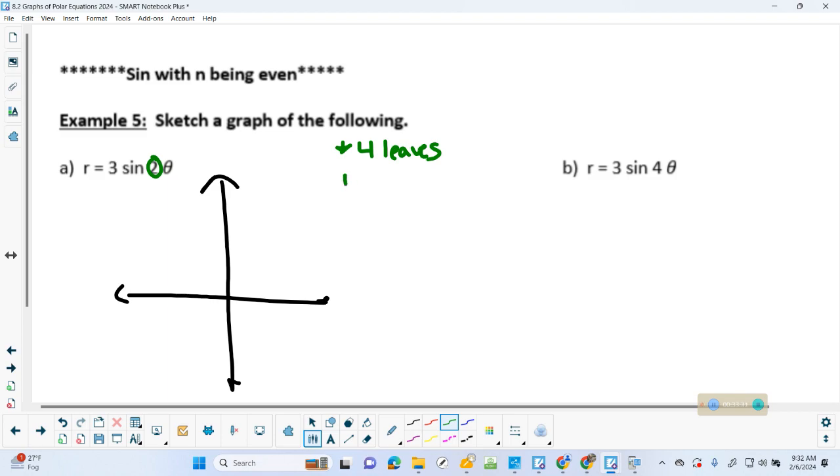Okay, let's figure out the first leaf. So of course it's sine. So sine, we have to do our 90 divided by 2, which is 45. I'm going to mark 45. Let's start with our first leaf. That's kind of easy to mark. Okay, 45, 3 long.